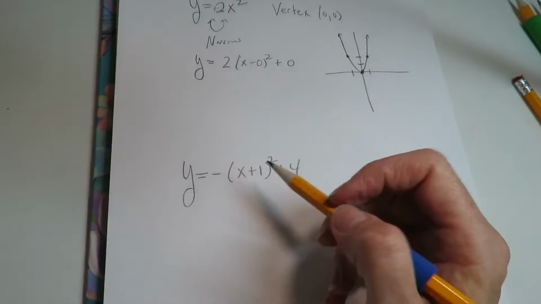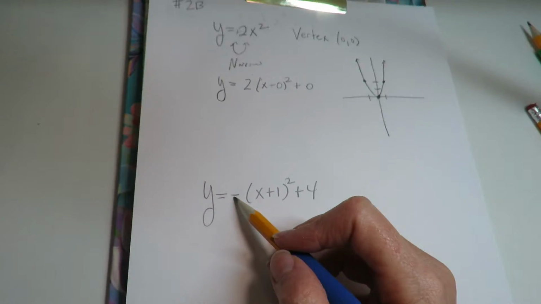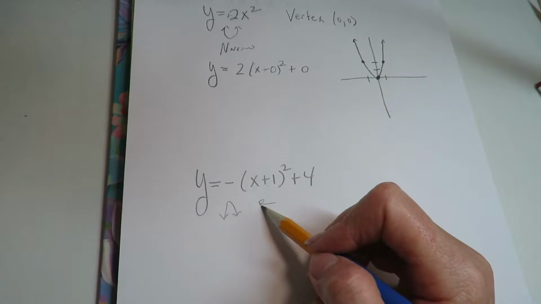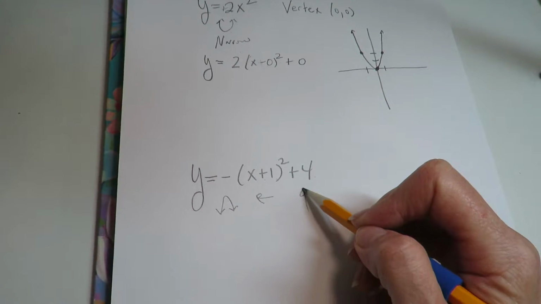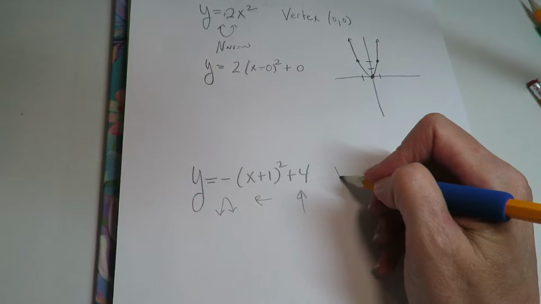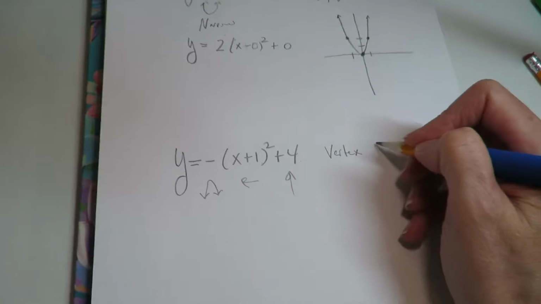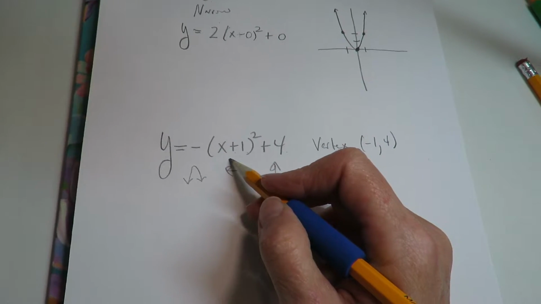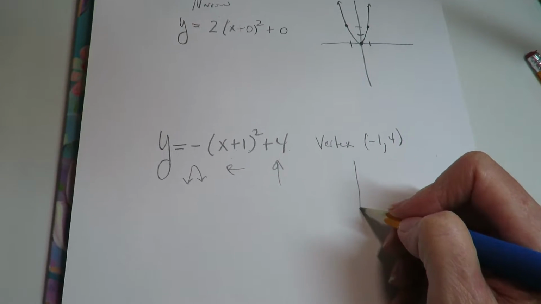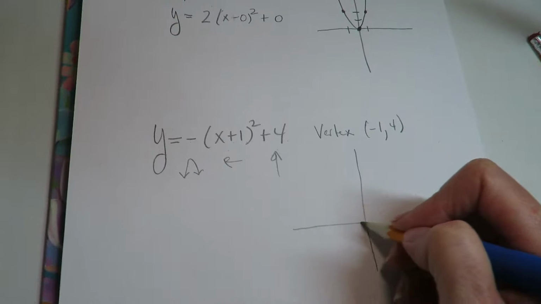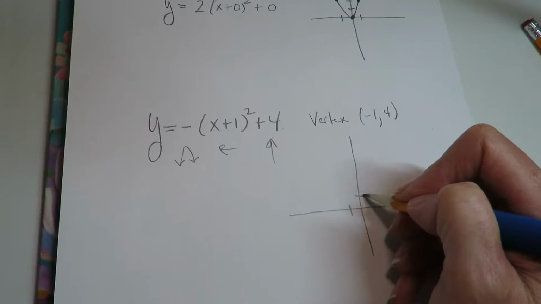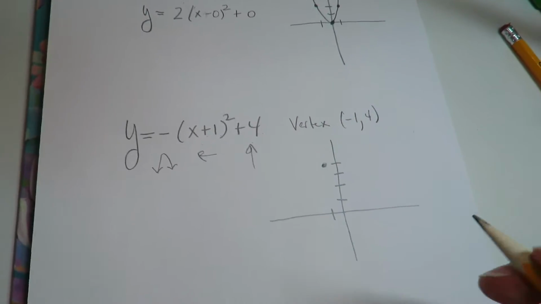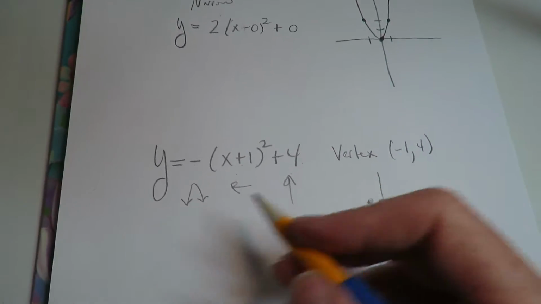Okay, how about this one? What's going on with this one? This is negative, which is making it face down. The +1 is pushing it to the left, and the +4 is pushing it up. So the vertex on this one is going to be (-1, 4). Opposite of the inside, same as the outside. So there's our vertex.